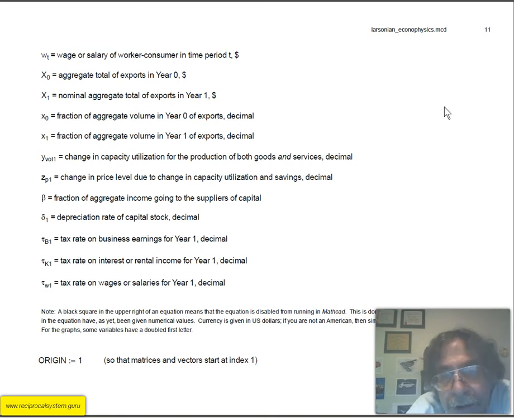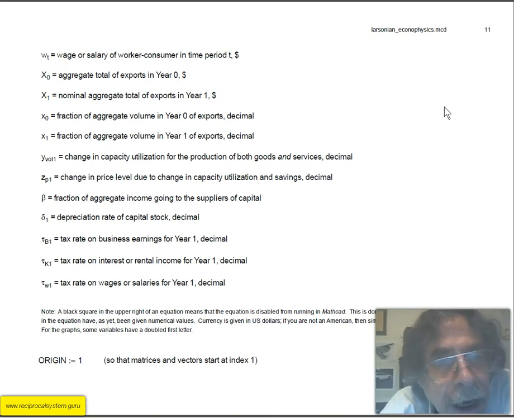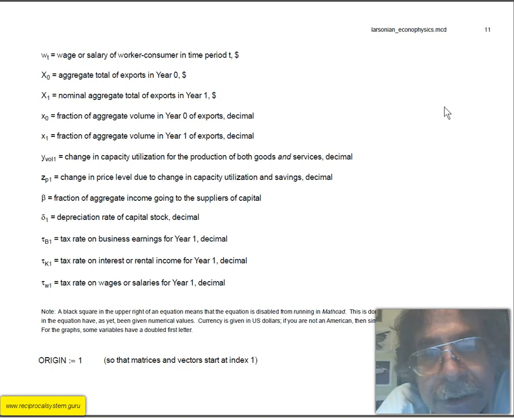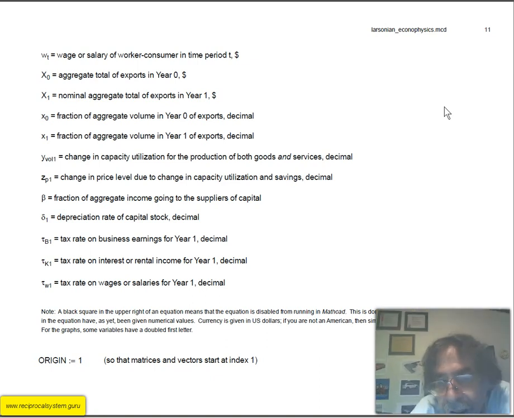Capital X sub 0 equals aggregate total of exports in year 0, in dollars. X sub 1 equals nominal aggregate total of exports in year 1, in dollars. Small x sub 0 equals fraction of aggregate volume in year 0 of exports, decimal. X sub 1 equals fraction of aggregate volume in year 1 of exports, decimal. Y sub vol 1 equals change in capacity utilization for the production of both goods and services, decimal. Z sub P1 equals change in price level due to change in capacity utilization and savings, in decimal.